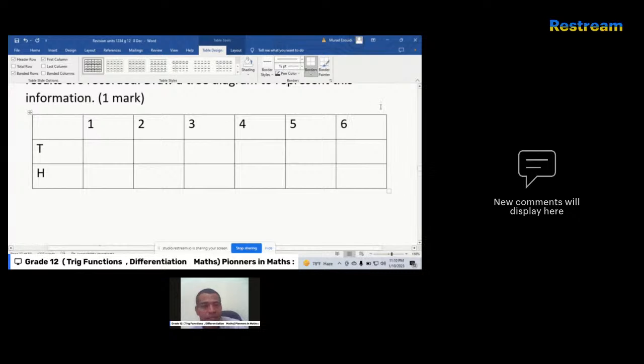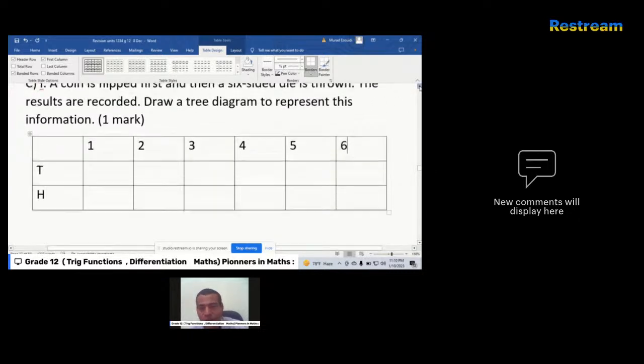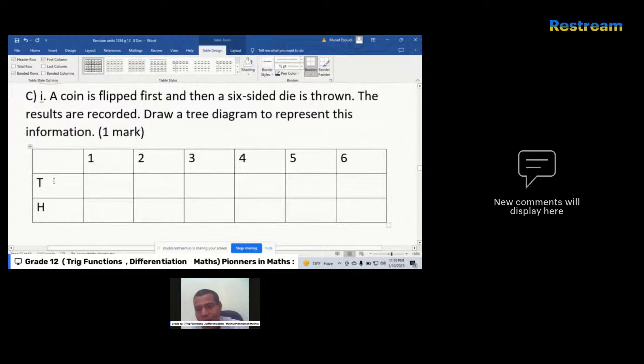When you flip a coin, you can get a tail or you can get a head. And when you throw the 6-sided die, you will get either 1 or 2 or 3 or 4. So the possible outcomes here are 12, and the outcomes are equally likely to occur. Therefore, for the first one, I will write what I will get in the first toss.